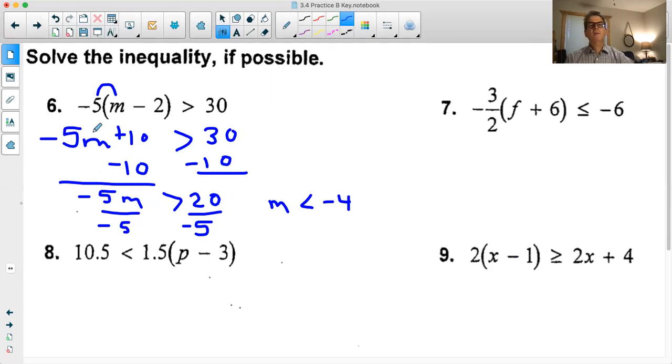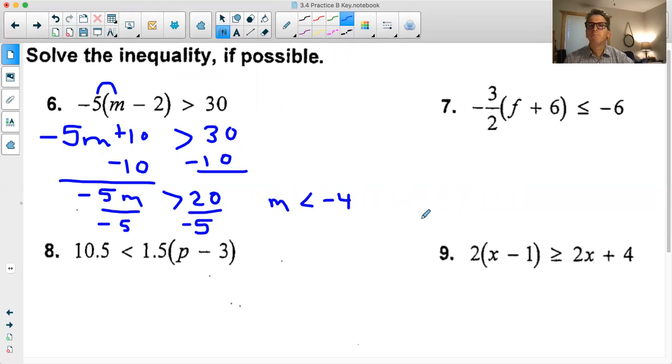So negative 5M plus 10, because a negative times a negative is a positive 10, greater than 30. Subtract 10 from both sides: negative 5M is greater than 20. Divide by negative 5 on both sides. Flipping the sign, you have M is less than negative 4.